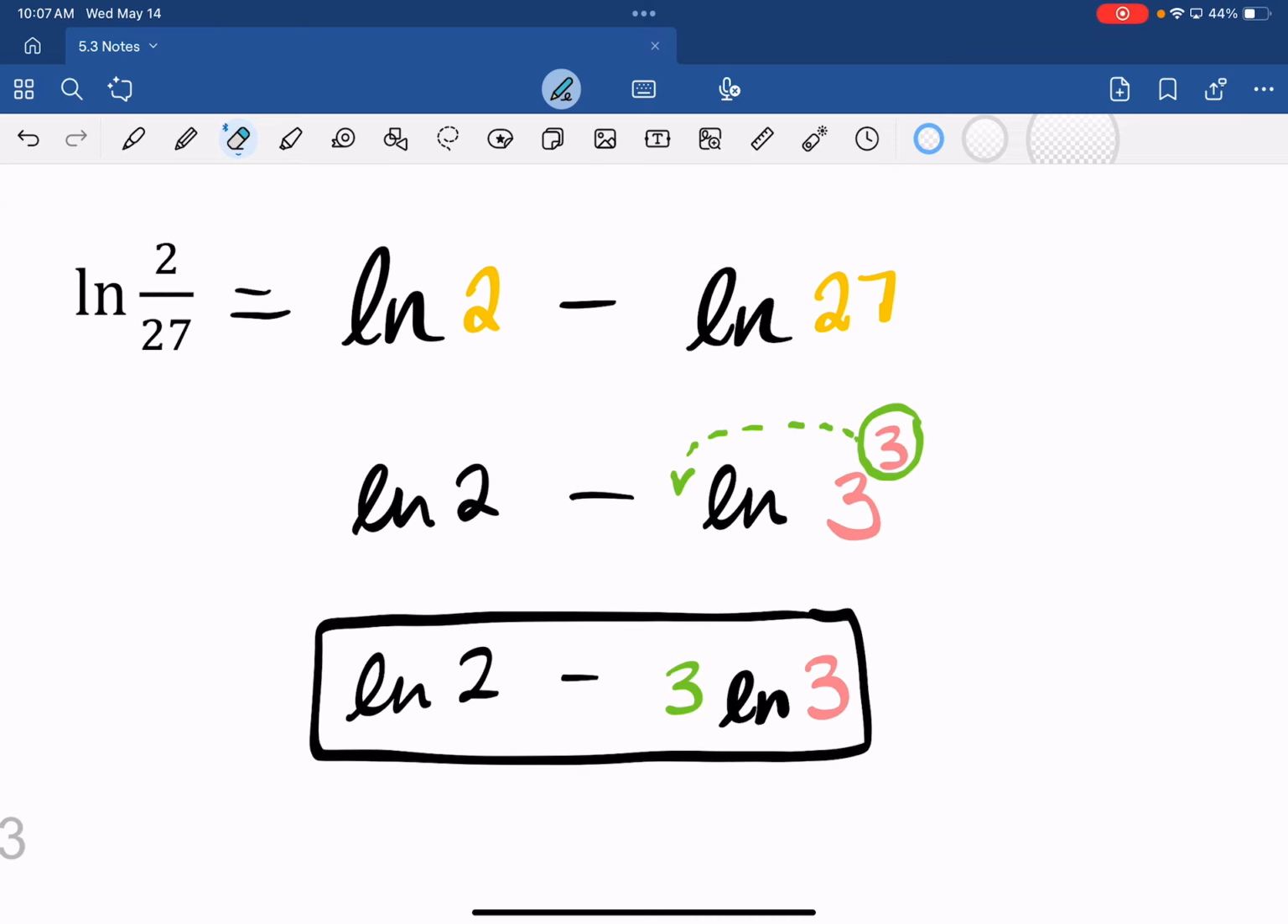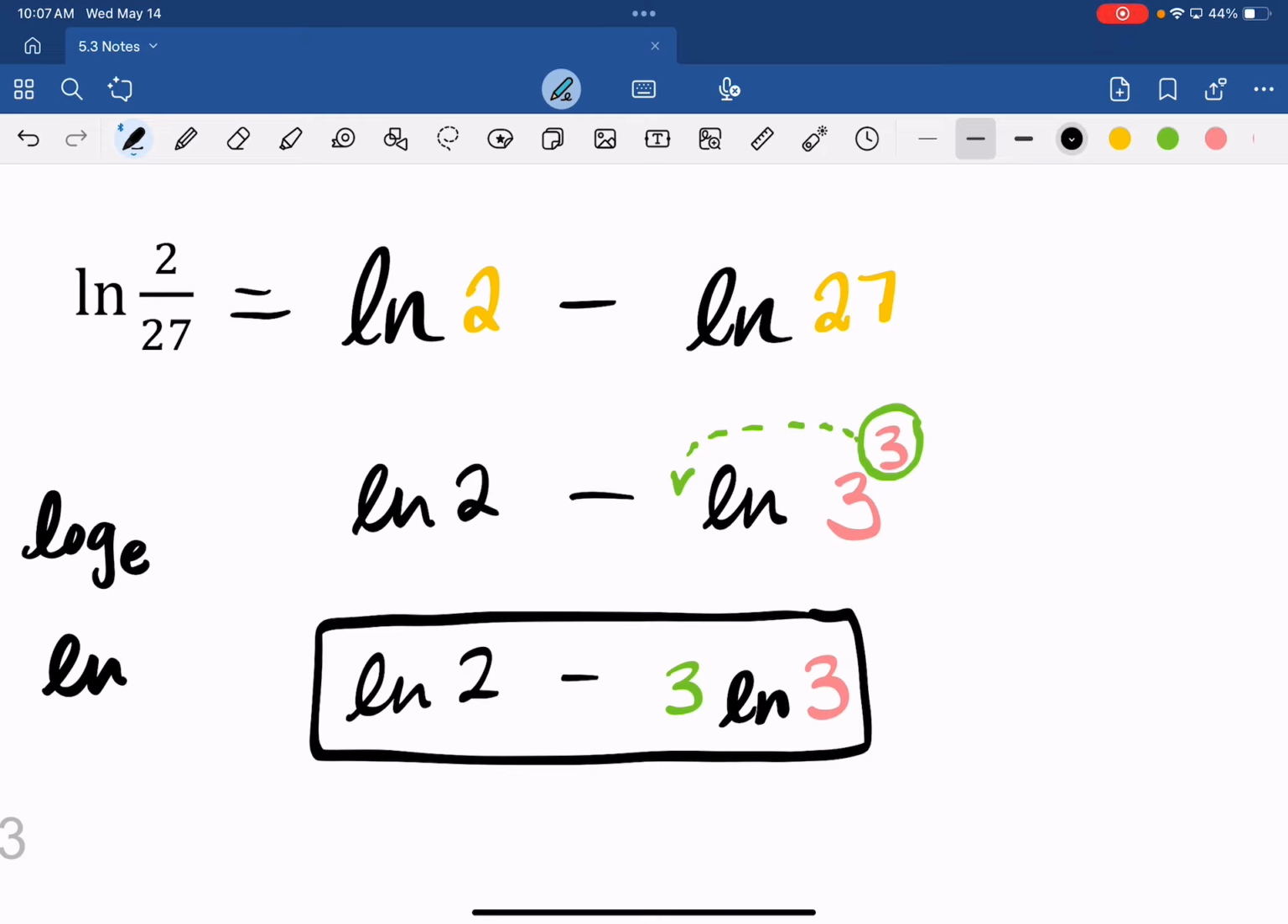Why do they make ln? Why do they do that? Just because mathematicians are lazy, and so they want to write as few letters as possible. So rather than writing log base e, they just decided to do that instead. And it means the same thing.